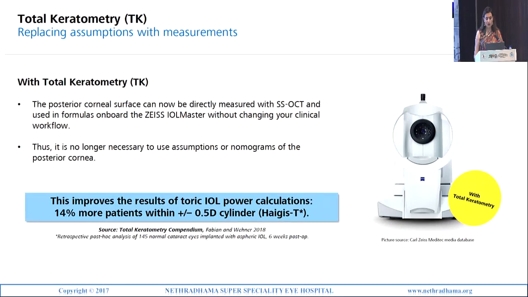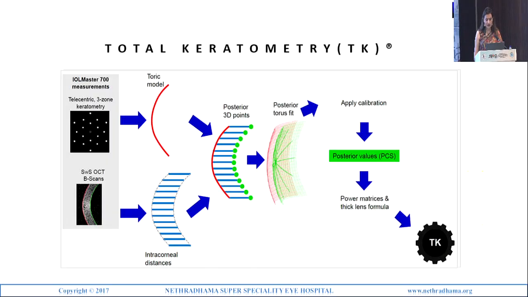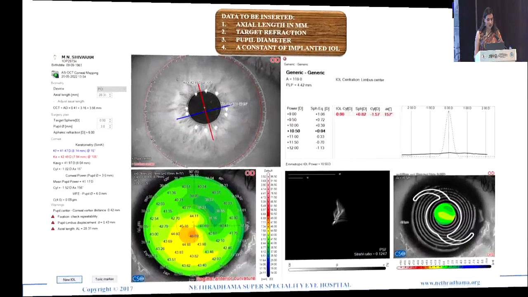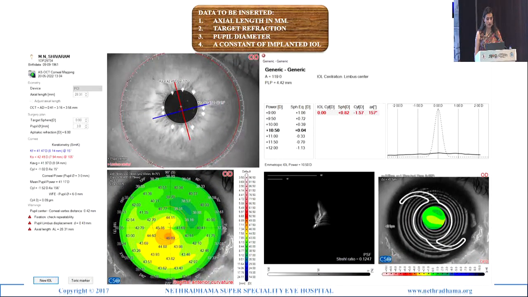Total keratometry, I will not go into details, Dr. Shreyas has already covered it, but essentially the swept source biometry and a combination of the telecentric keratometry basically measures the actual curvature of the anterior and posterior cornea, and it provides us the real values of the curvature of the anterior and posterior surface of the cornea, and thus it is now considered the most accurate out of all corneal measurements obtained through different methods.